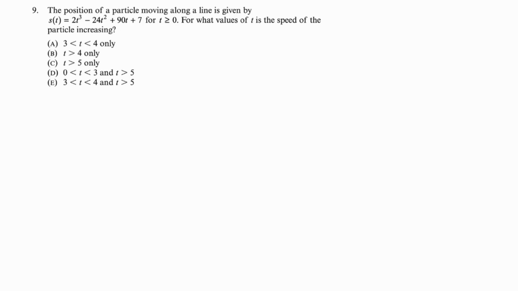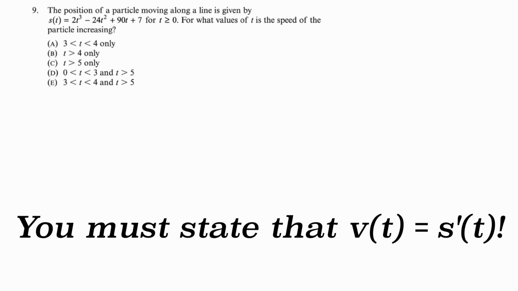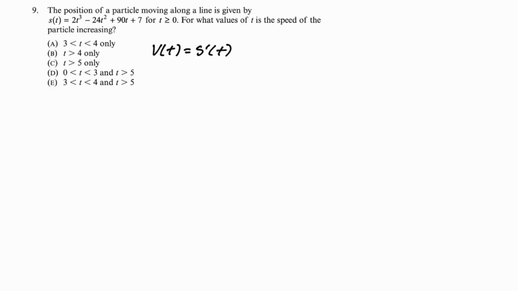All right, so I need to find v of t. On the free response, you have to connect v to position. So I'm going to say that v of t is s prime of t. I'm going to use power rule, so I get 6t squared minus 48t plus 90. I'm going to immediately find the acceleration. So acceleration is the derivative of velocity. I'm going to connect those two just in case. Use the power rule on this. We'll get 12t minus 48.